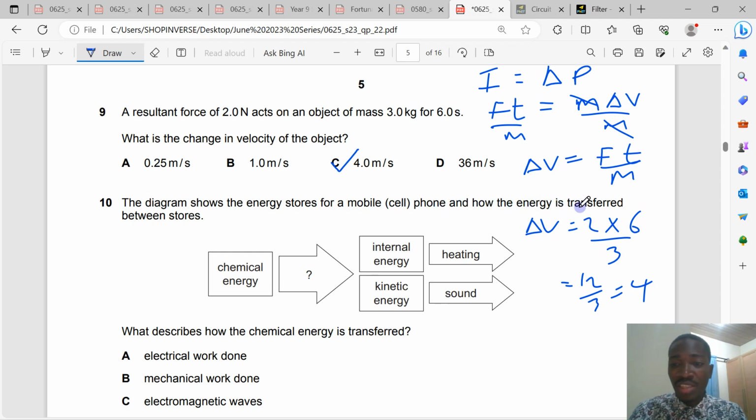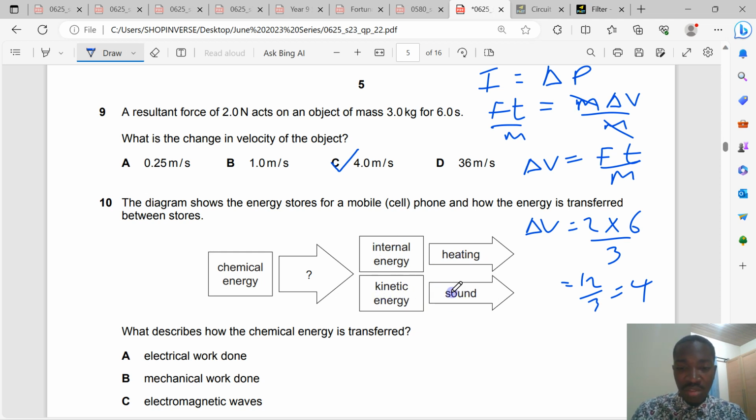And how the energy is transferred between energy stores. What describes how chemical energy is transferred? Okay, so chemical energy in the battery will be transferred and converted to internal energy through heating, and kinetic energy, that's sound. So it will generate heat, of course. Heat will be produced, which is the internal energy, and it will produce sound.